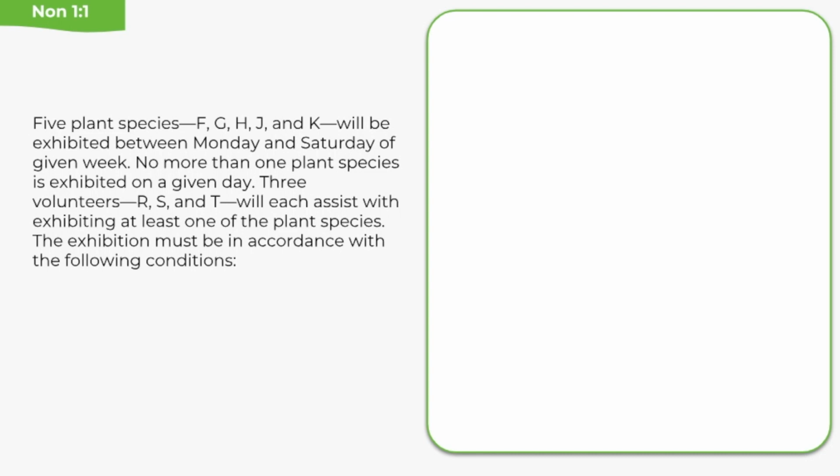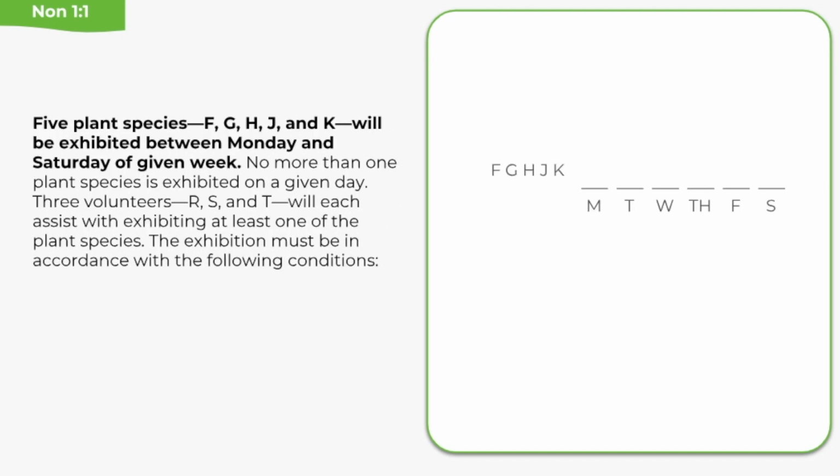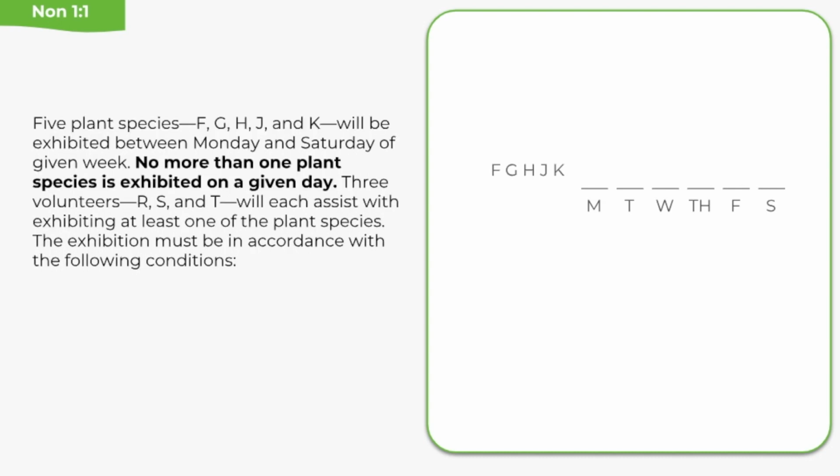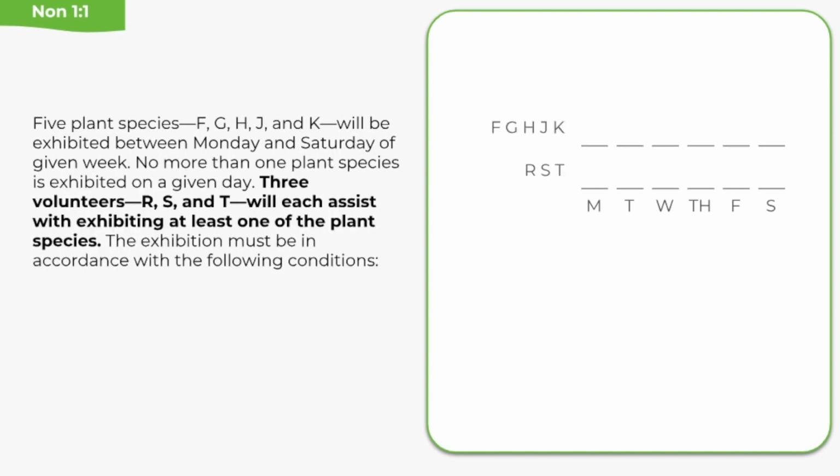In terms of the game board, we're not going 1 through 6, but we're going Monday through Saturday, which is fairly similar. And we're going to try to exhibit these 5 plant species. We also know that no more than 1 plant species is exhibited on a given day, but we've got 6 days and 5 plant species, so we've got an uneven number of players to positions. We also have these volunteers to keep track of. So in both rows, we actually have a non-one-to-one correspondence situation.